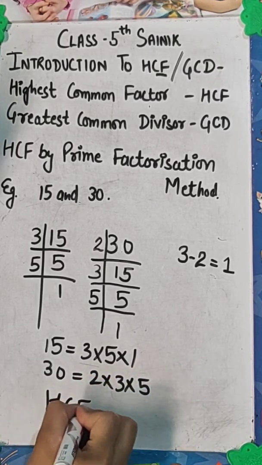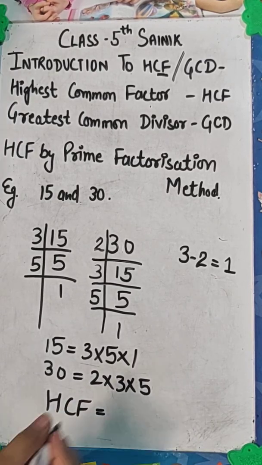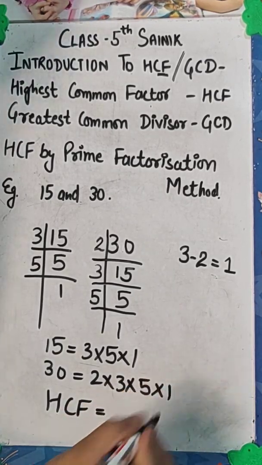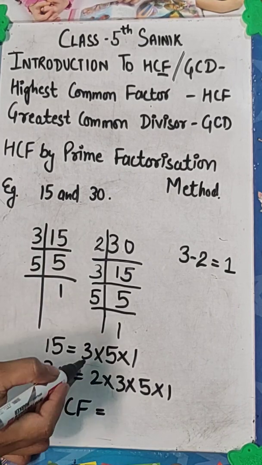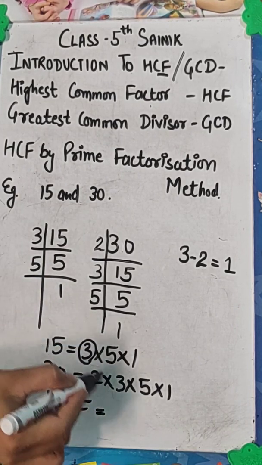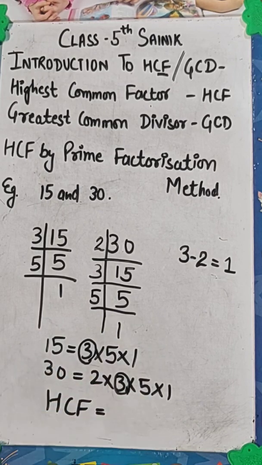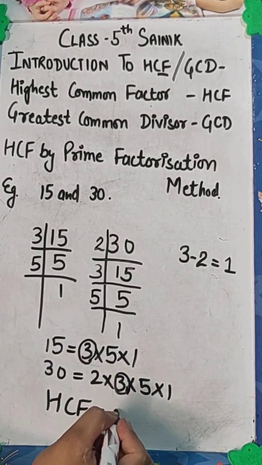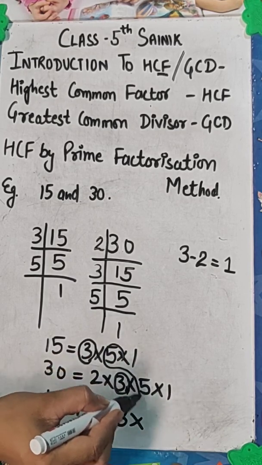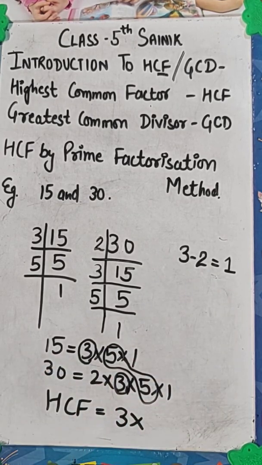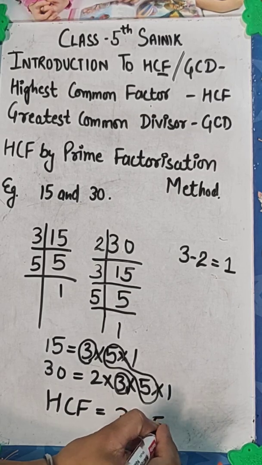So for finding the HCF, what you have to do? Into 1 also if you want to write. If you don't write 1, then it's also okay. No issue for this. Now for finding the HCF, you have to take only the common factor. As 3 comes in both, we write 3 here. Multiply as 5 also comes in both. That's why I write 5 here.